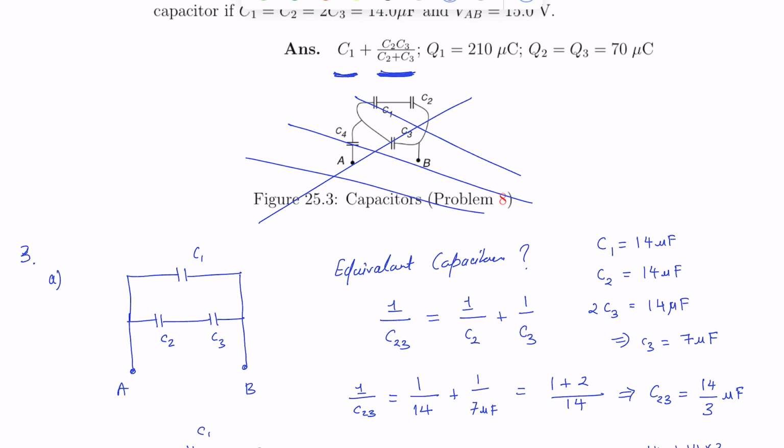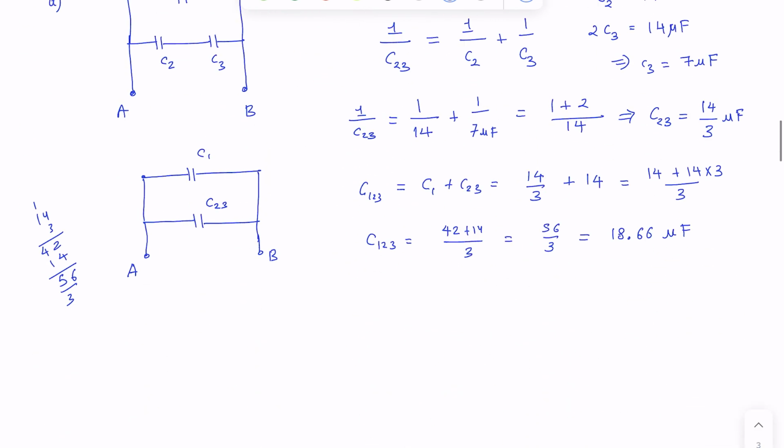C2 and C3 were in series, so that's why it's C2 times C3 over C2 plus C3. That's the equivalent capacitance between C2 and C3, and that is in parallel with C1, so you just add them together. When you do that, you should get 18.66 microfarads.